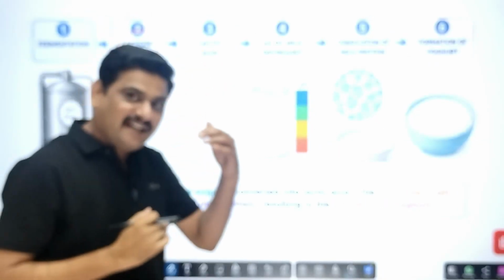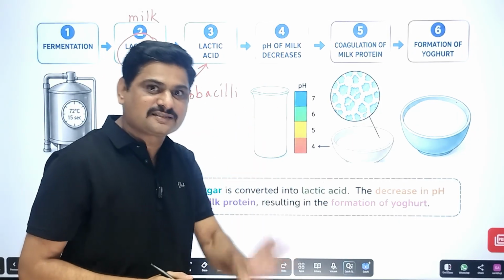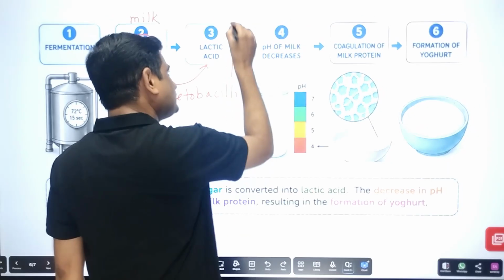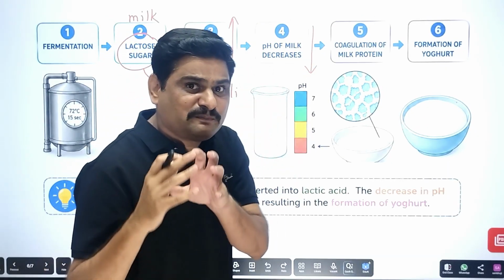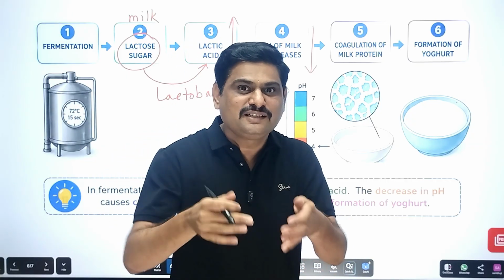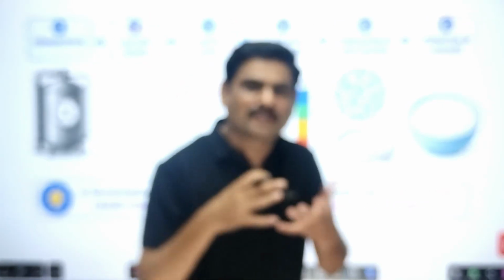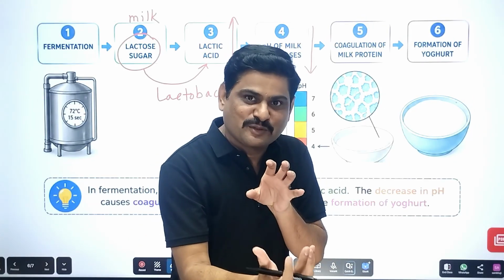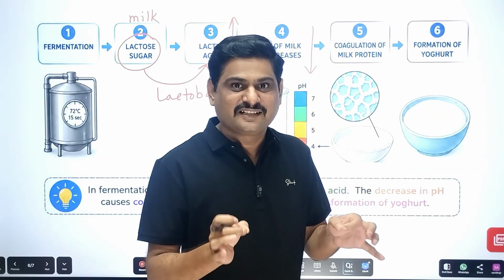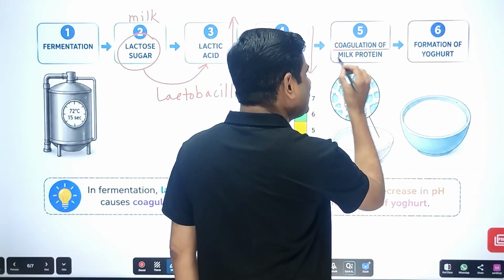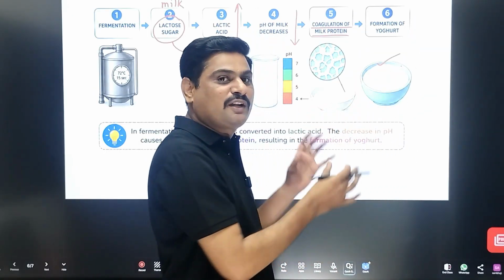Okay. Now whenever acid increases, then pH will decrease. Always remember, the more the acid, the less the pH. So as the lactic acid increases, the pH of milk will decrease. Once the pH of milk decreases, the milk protein, which we call casein, will start to come together. When milk proteins come together, we use one word for it: coagulation. Getting? So coagulation of milk protein takes place, and because of that a yogurt-type milk product will form.